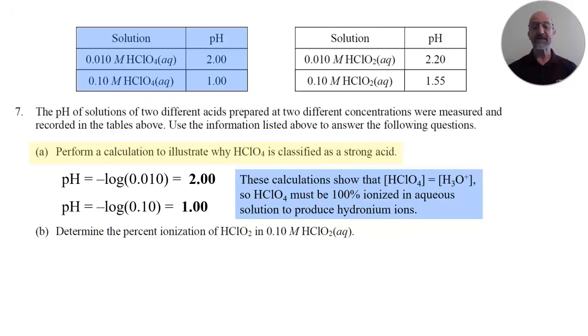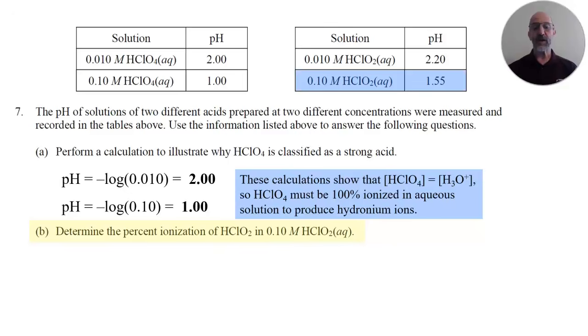Now you'll notice that in the table on the right side, that is a weak acid. And the reason why you can tell it's a weak acid is because the pH is slightly higher for an acid of that same concentration. So let's go ahead and move on to part B, which is actually a weak acid. It says, determine the percent ionization of HClO2 in a solution of 0.10 molar HClO2, which is called chlorous acid.